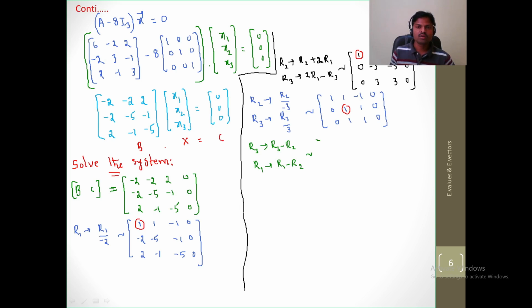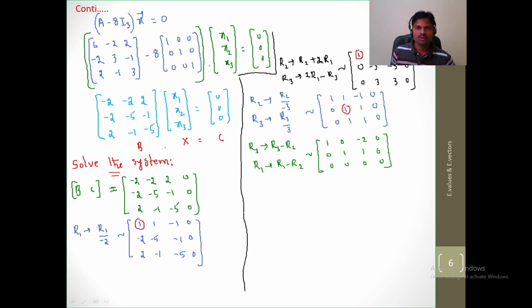The only thing is, a modified row we should not use in the next step. Here R3 is modified, so I cannot write R1 minus R3. We have to use another row, R1 minus R2. So R1 is modified now: R1 minus R2 gives 1, 0, minus 2, 0. R2 is not modified: 0, 1, 1, 0. And R3 is R3 minus R2: 0, 0, 0, 0.